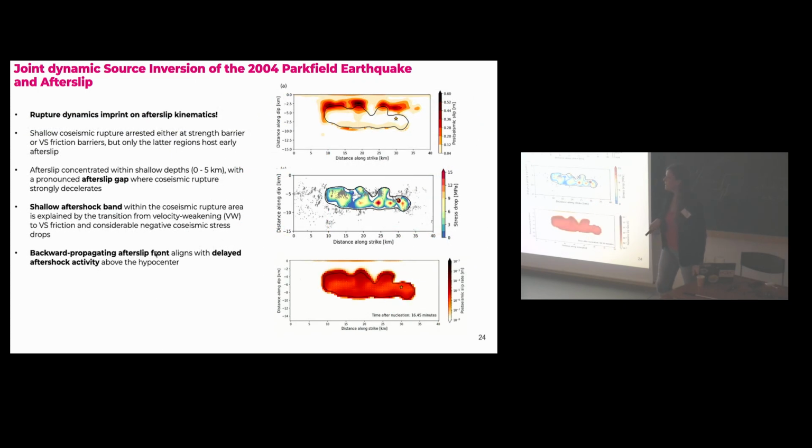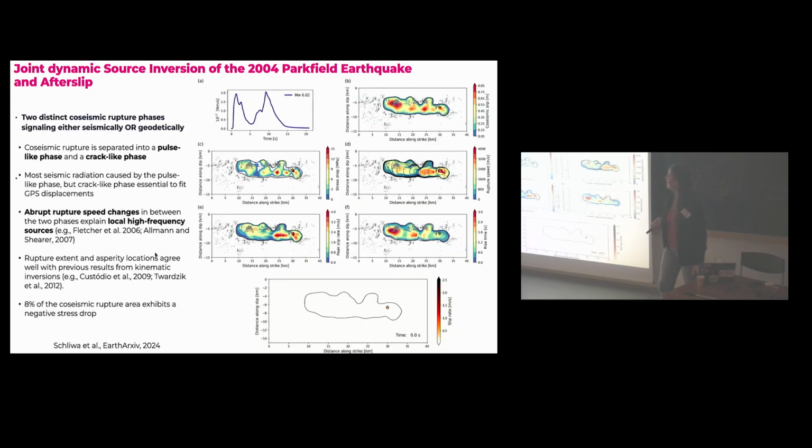Yeah? Did you make it stop by having a velocity strengthening patch at the top? No, the model inverted for that. The model inverted for that. That's what you found. Yeah, so this is part of the inversion, how rupture stopped. And I get to that, actually, in the next slide.